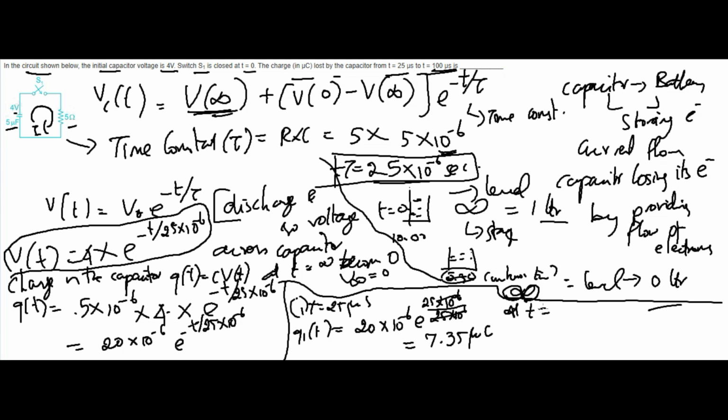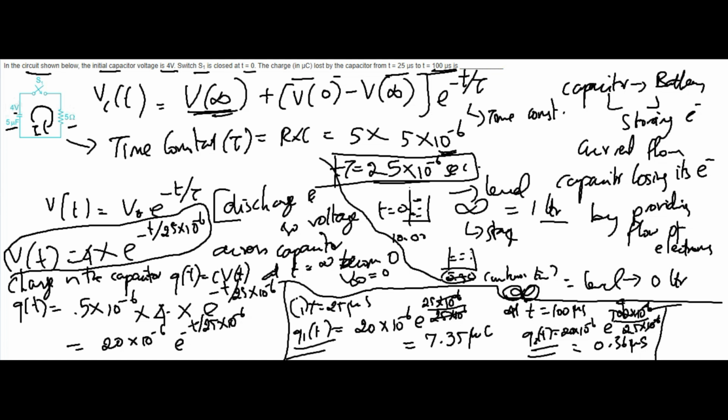Then at t is equal to 100 mu s, you will get Q2 of t is equal to 20 into 10 to the power minus 6 into e to the power 100 into 10 to the power minus 6 divided by 25 into 10 to the power minus 6. This e power 4 calculation gives the answer as 0.36 mu C after calculation. So this is Q1, this is Q2.